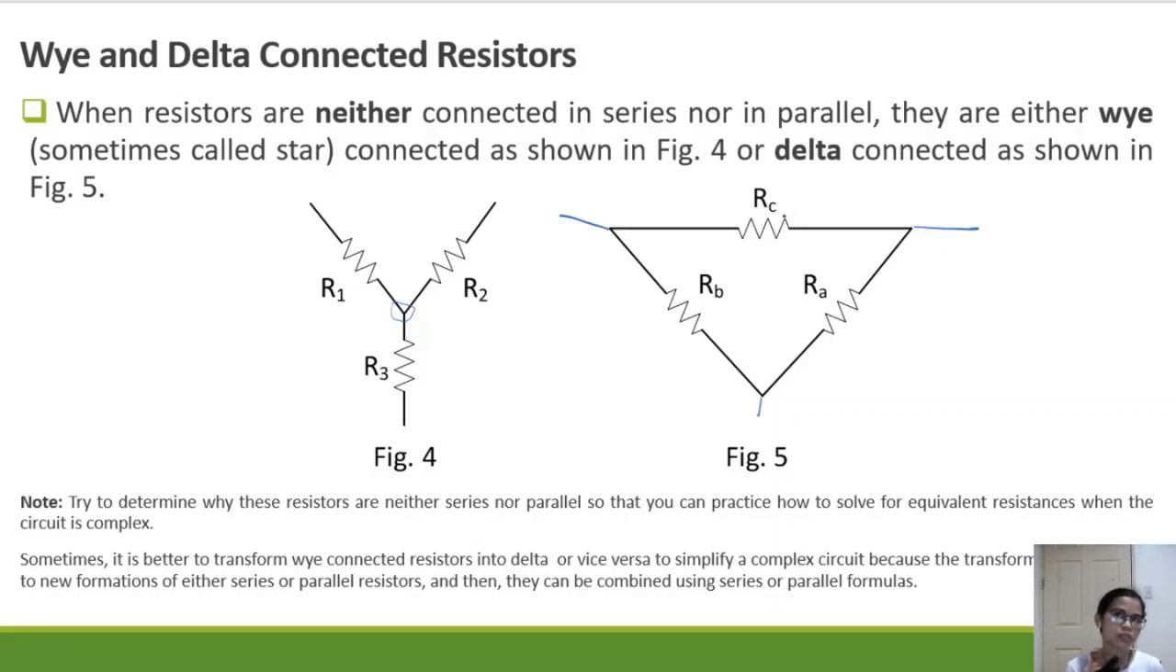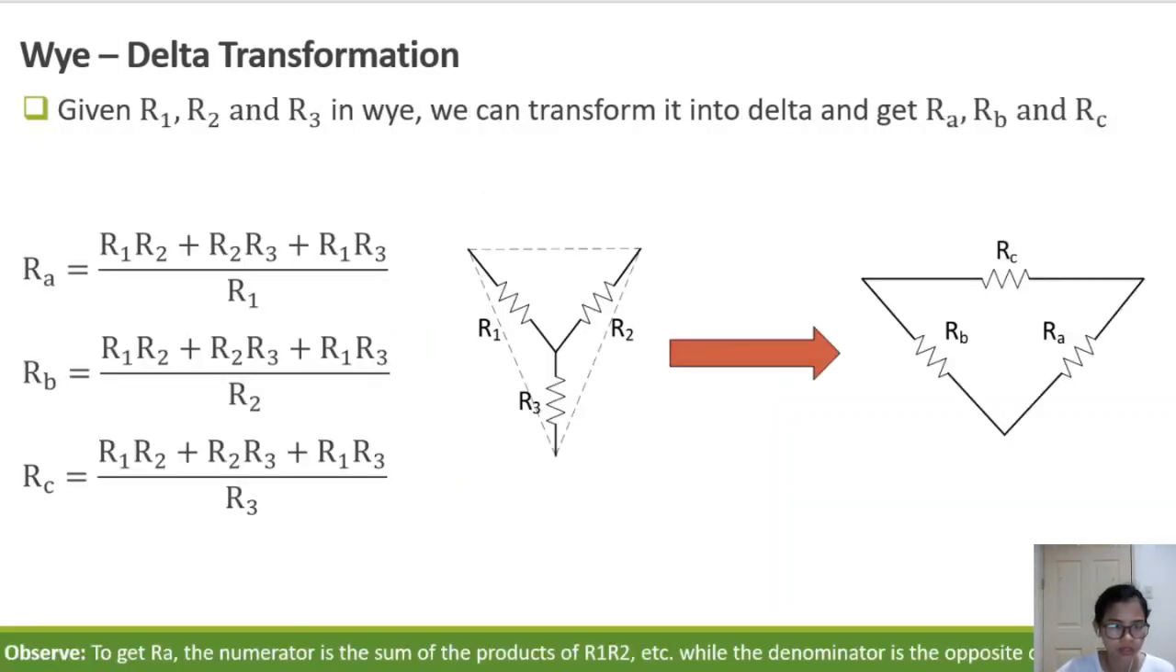So actually, these transformations of Y connected resistors to delta and vice versa are used so that complex electrical circuits can be simplified. So when you do the transformation, after that transformation, we expect that we can do a simplification of resistors through the use of series or parallel formulas in solving for equivalent resistances. So if you are to transform Y connected resistors to delta, what will be the formula?